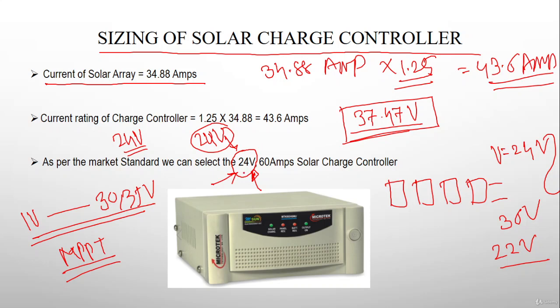So that is the main reason why we could select the 24 volt and the 60 ampere solar charge controller. 60 ampere is because, whatever the most easily available solar charge controller in the market will be, around the market we will find a 60 ampere charge controller available from the Micromatic company. So now we can select the 24 volt 60 ampere solar charge controller for the further designing purpose.